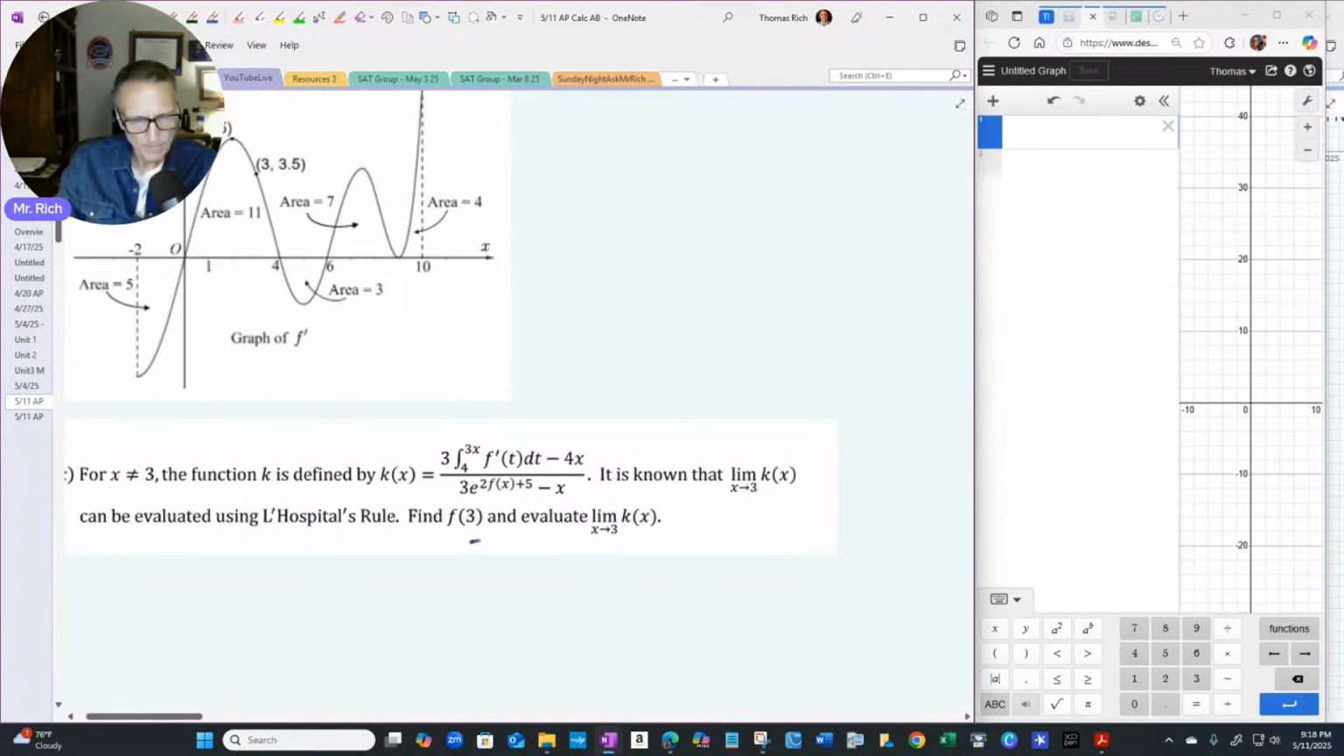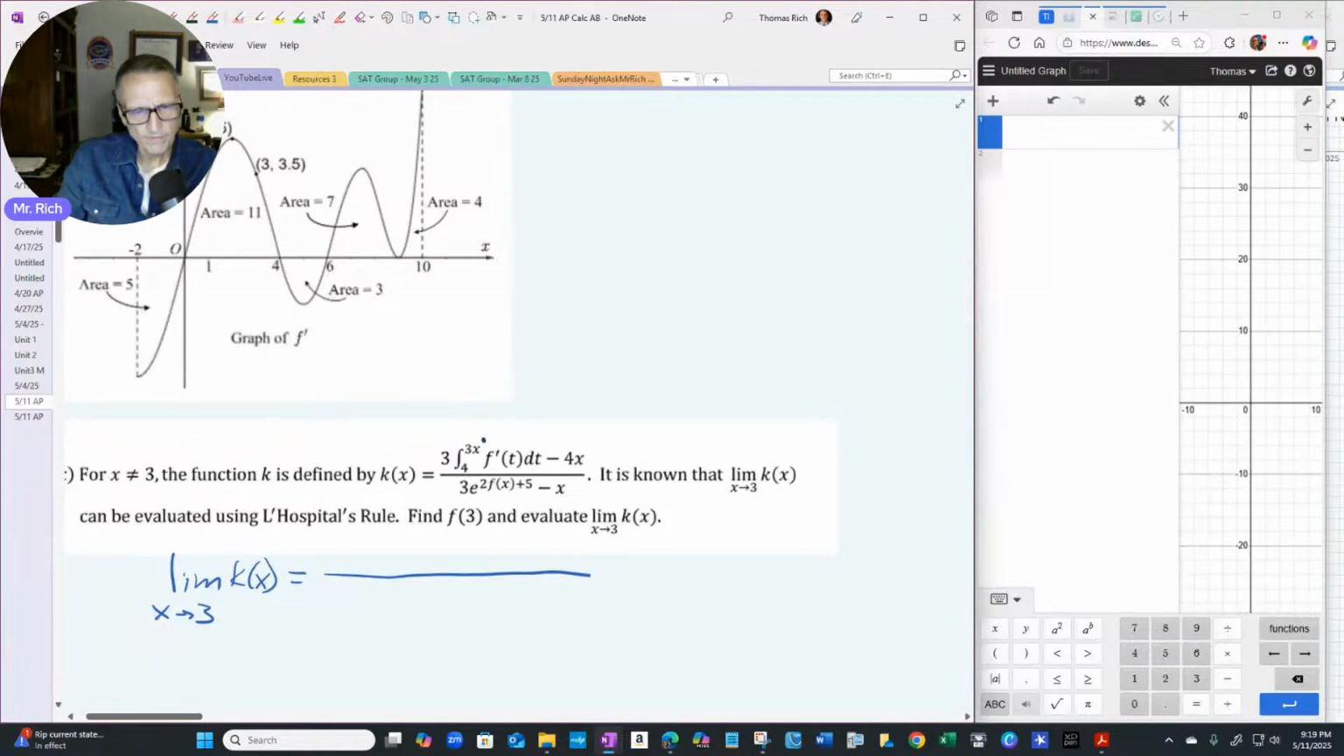All right. So if this could be evaluated using L'Hopital's rule, that must mean that if you were to plug in 3 for k of x, we would get 0 over 0. So what we're going to do is we are going to take the derivative of the top and bottom. So what we're going to do is we're going to say that the limit as x approaches 3 of k of x using L'Hopital's rule must be the following.